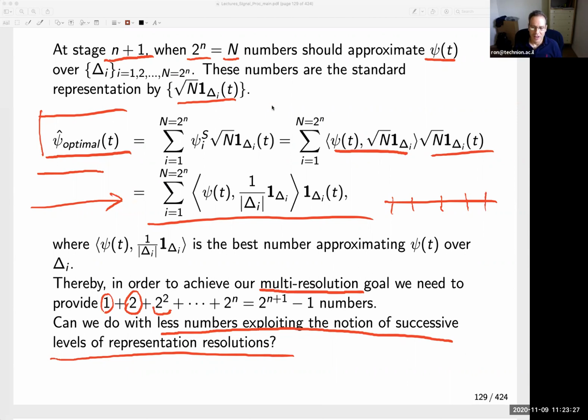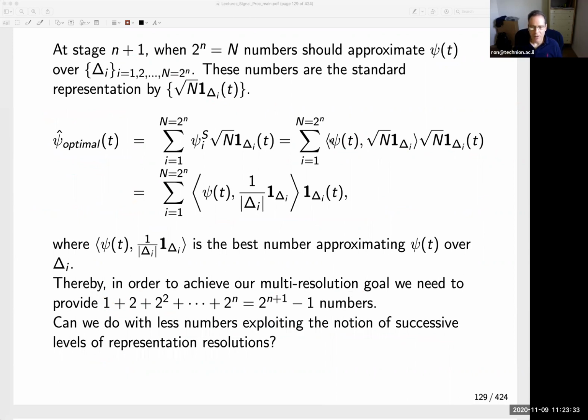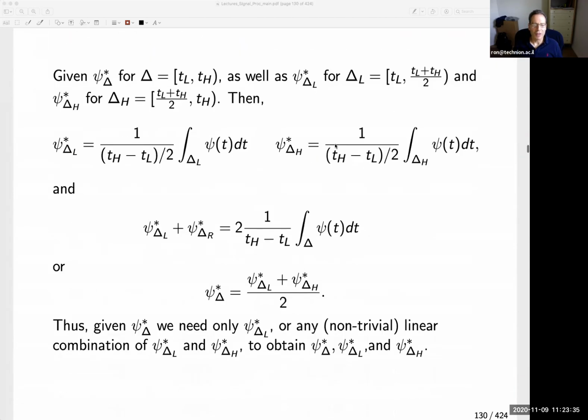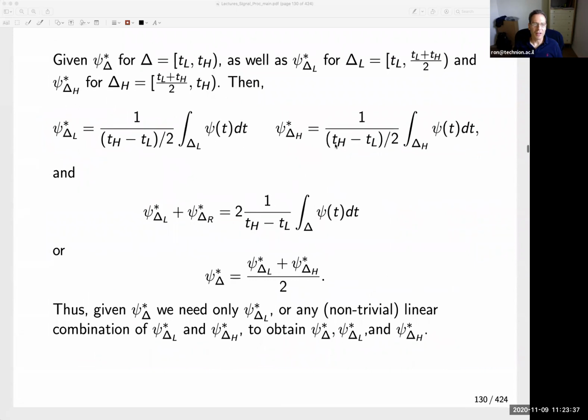As I said before, for any linear combination, at least for the two-dimensional case, it is quite obvious. So how do we do that? How do we do something constructive out of what we have just said?